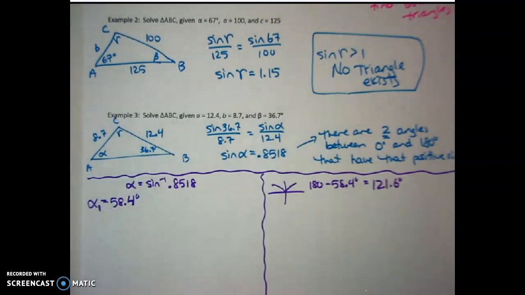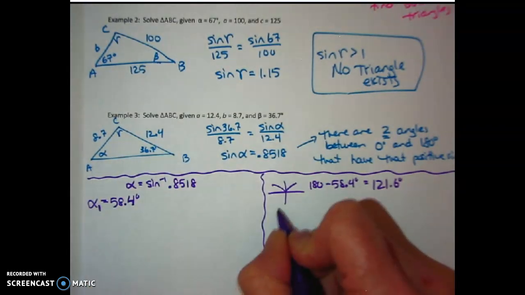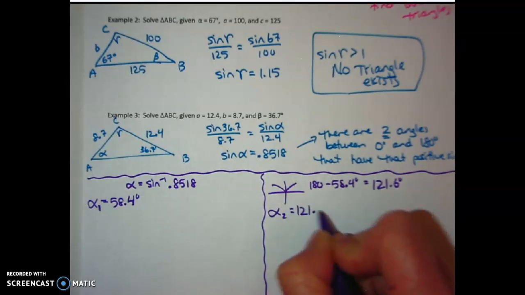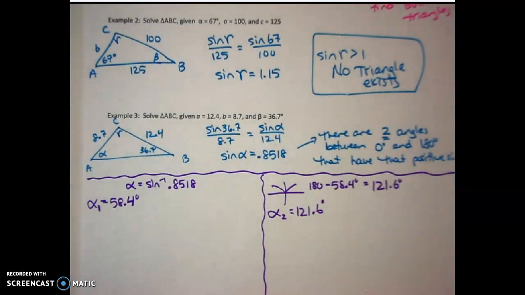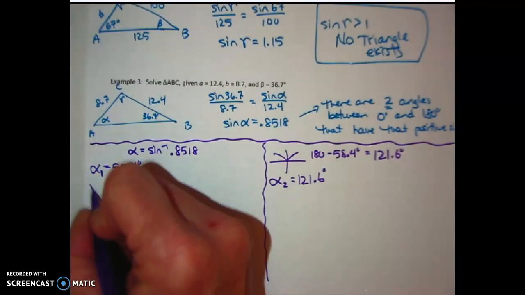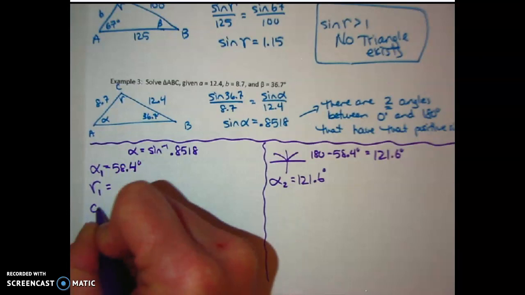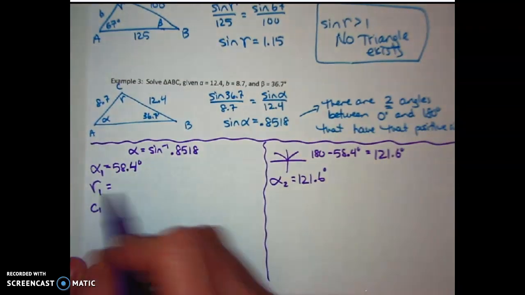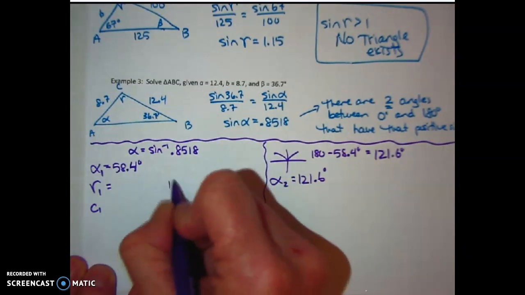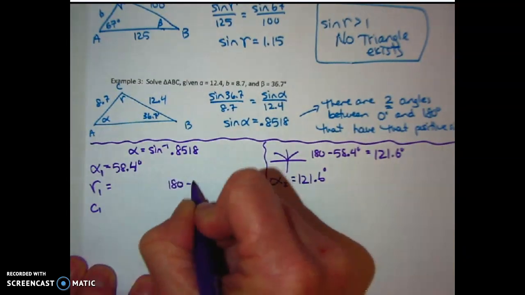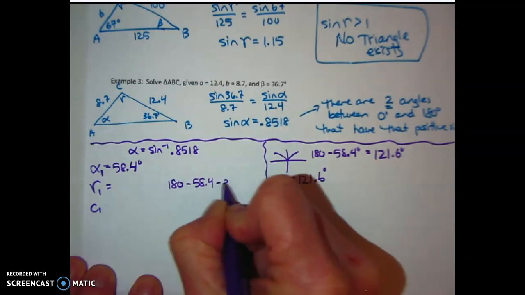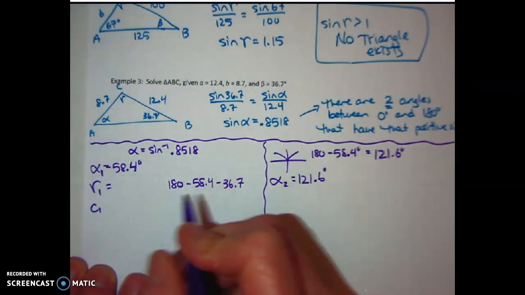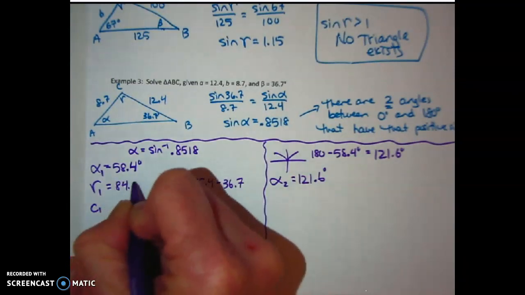So we're going to call this one alpha sub 1, and my other angle in my ambiguous case, alpha sub 2, is 121.6 degrees. Now for the first triangle, we still need to find what gamma 1 is, and we also need to find what side length C1 would be. Well, remember gamma we can find because we take 180 minus the 2 angles we know, 58.4 and 36.7, and we're going to get our gamma is 84.9 degrees.